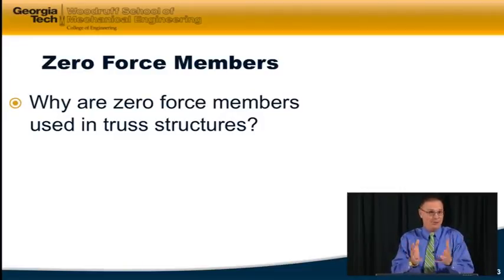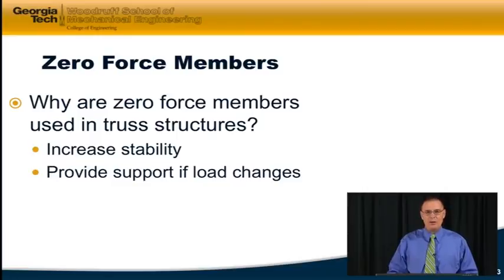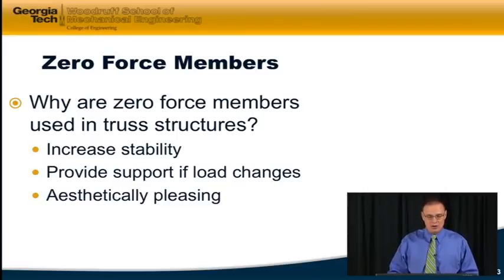These are members that have no force in them. There's three reasons. One is they may increase stability of your structure. They could provide support if the load changes, and sometimes they're added just to be aesthetically pleasing, like in the roof truss of maybe a sports stadium or a bridge. You may want to add some extra members that don't carry forces just for aesthetics.